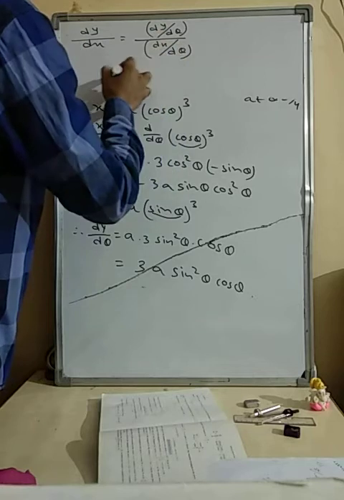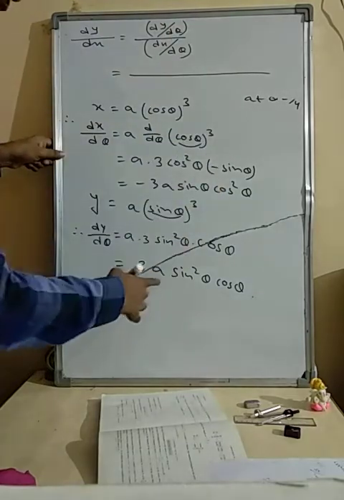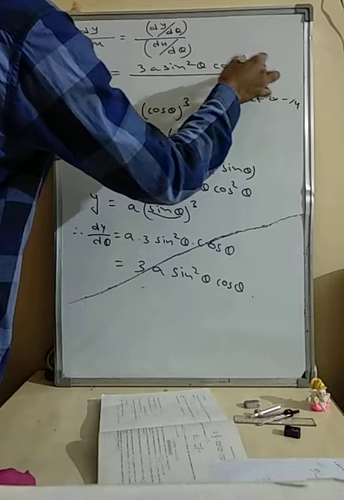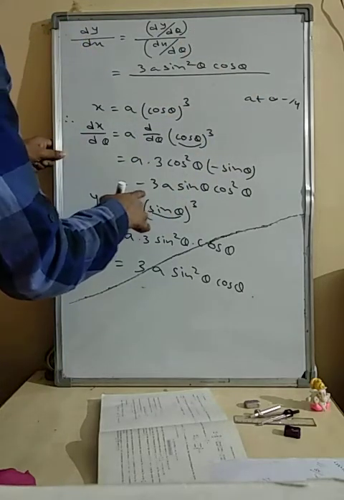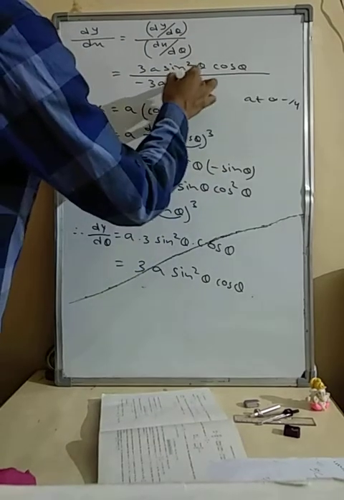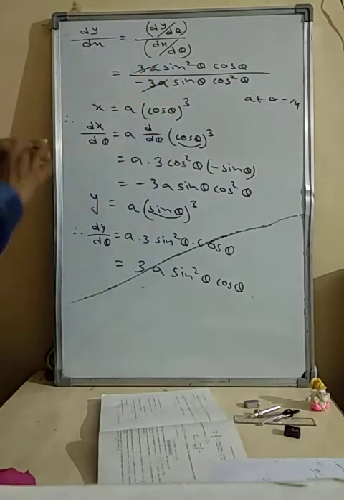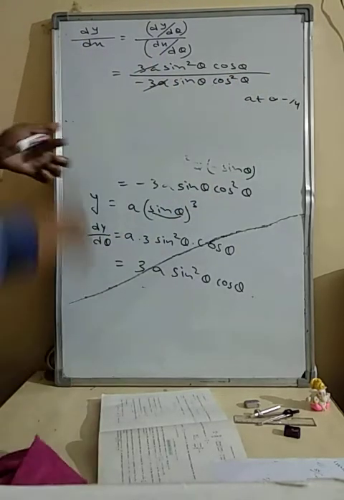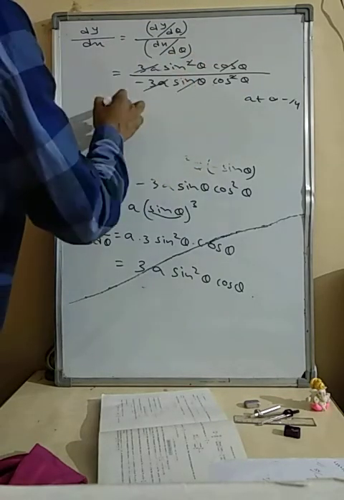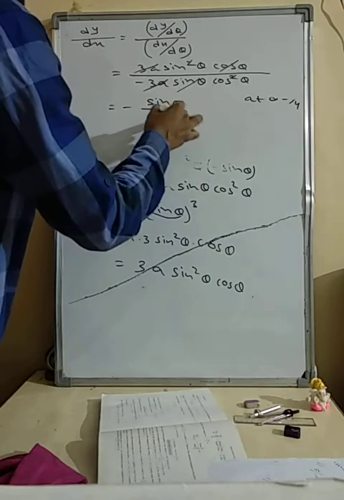Now you put the value. So d theta cancels, again I will get dy by dx. The value of dy by d theta is 3a sin square theta cos theta, and dx by d theta is minus 3a sin theta cos square theta. So 3a cancels. Then you see one sin theta cancels, one cos cancels. So one sin will be in the numerator, minus sign is already there, and one cos in the denominator, cos theta, that is minus tan theta.